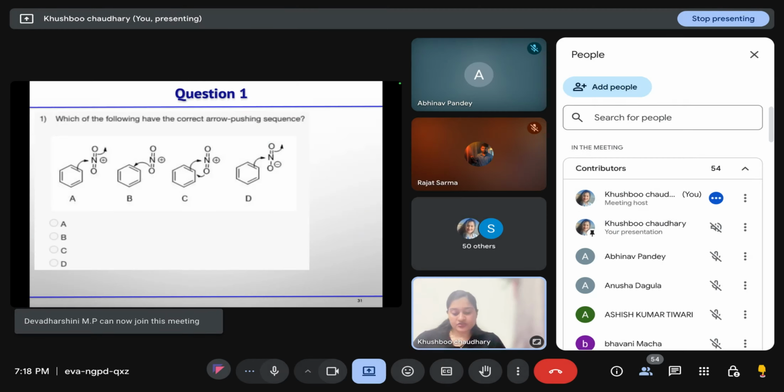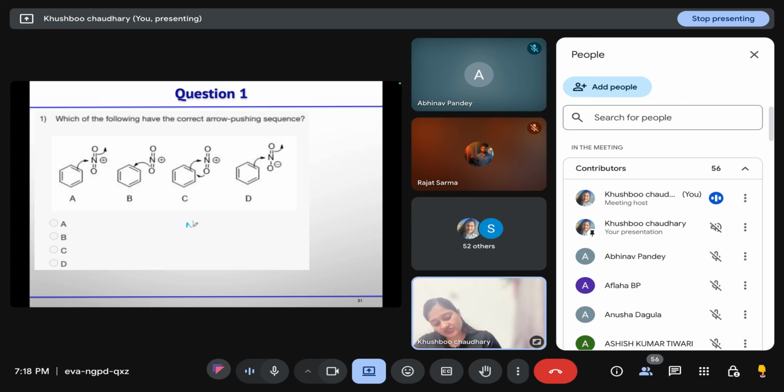Okay. So, which of the following have correct arrow pushing sequence? Everyone should try to answer. When benzene ring was there and you are treating it with nitronium ion, then which arrow pushing was correct? Option A. Okay. Others? First of all, nitronium ion is your electrophile or nucleophile? Electrophile. That means it needs electron, right? And benzene ring is your nucleophile.